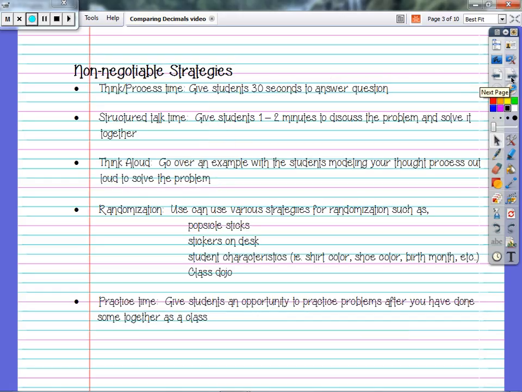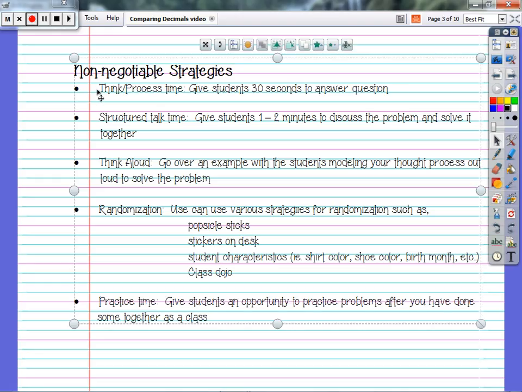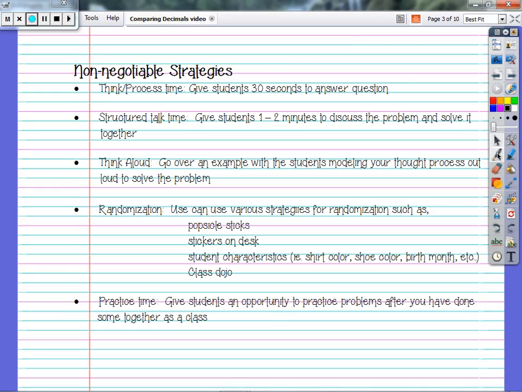So here's some non-negotiable strategies that you need to be aware of, that you need to be using in the classroom, and take into consideration as you're planning your activities for the day. You're going to be required to have a think process time, and what the think process time does, it gives students between 30 seconds to a minute to answer the question.